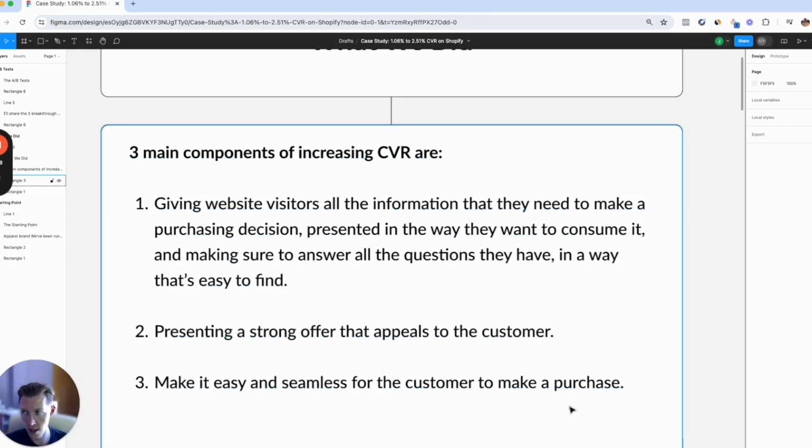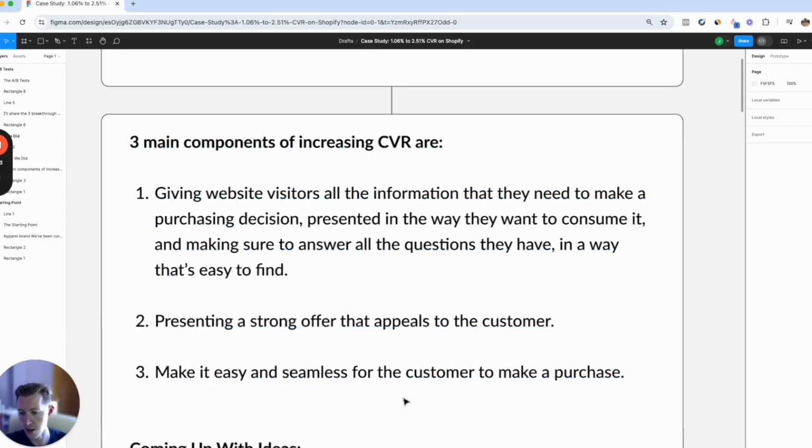There's so many times where I just see websites that are very, very difficult to use. Like even making a purchase, adding a product to cart, going to the checkout is difficult. That is a surefire way to have a low conversion rate, right? So that third one is not to be overlooked.